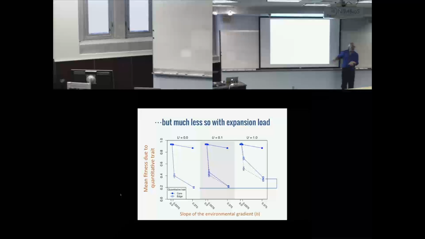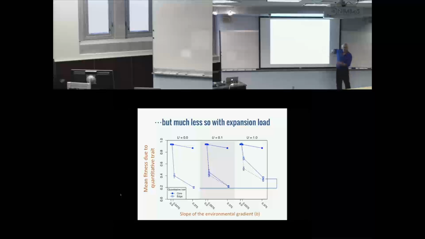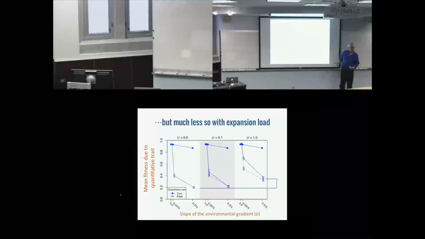So by having the expansion load, the load due to the quantitative trait is not as great as it was going to be. So in this case, the fitness is roughly 50% greater than it would be without those deleterious mutations. The fitness from the quantitative trait is about 50% greater than it would have been without the expansion load. I'll tell you why in a second.